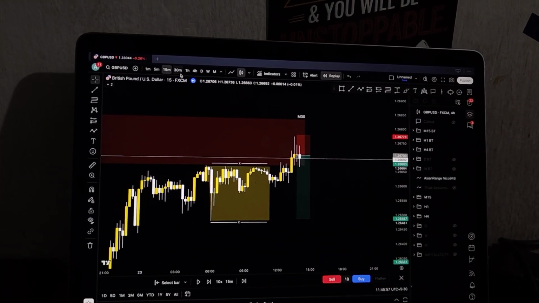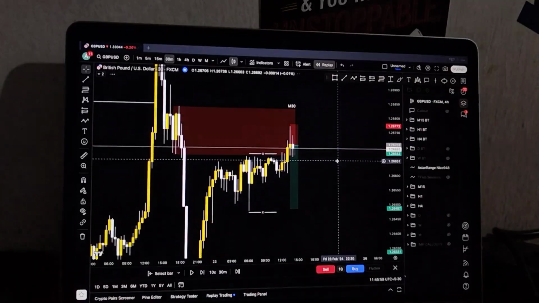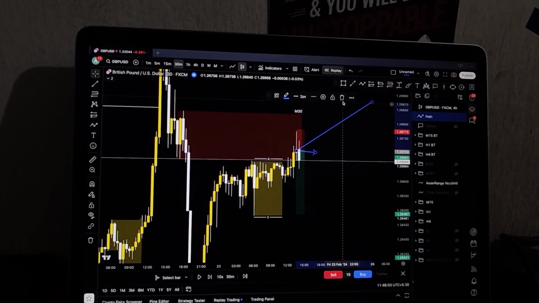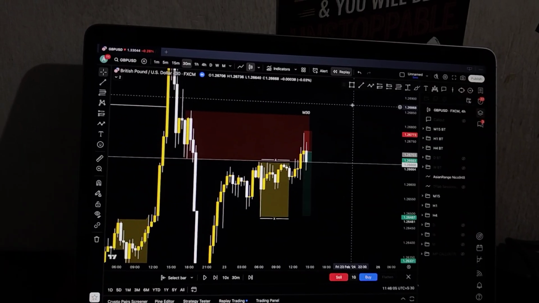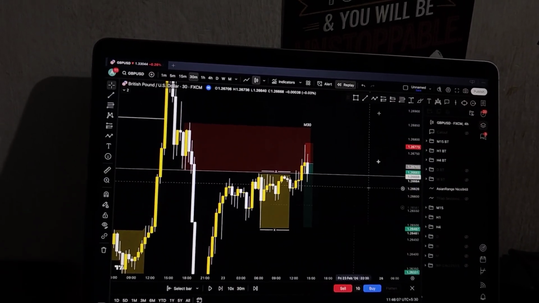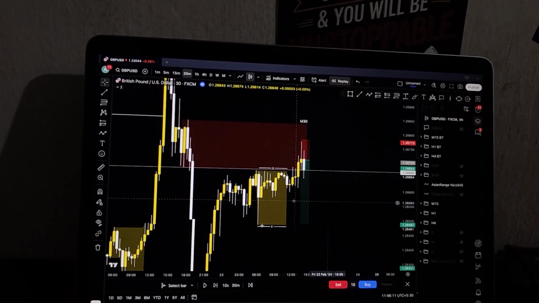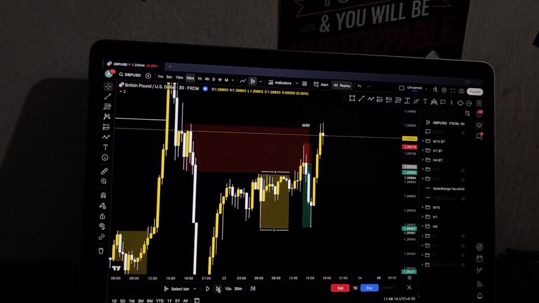So this was the M30 supply zone. And also one thing, whenever you are marking an M30 supply zone, it is high probability that the M30 time frame will give you the entry. The M30 time frame will give you the candles that are rejecting, if it makes sense. So this was exactly what happened.